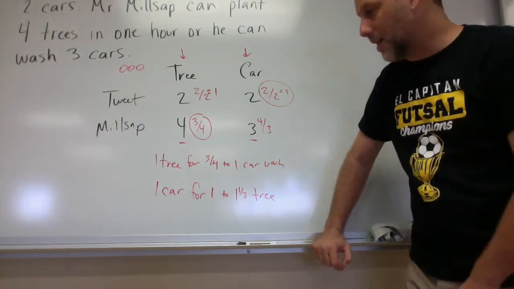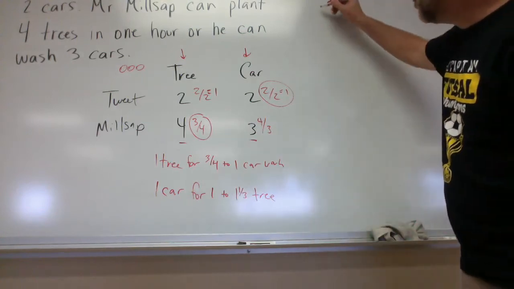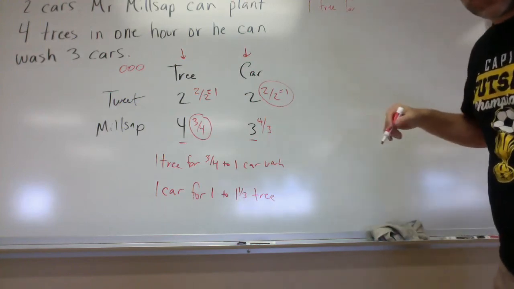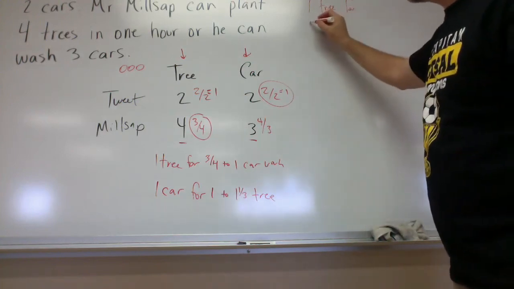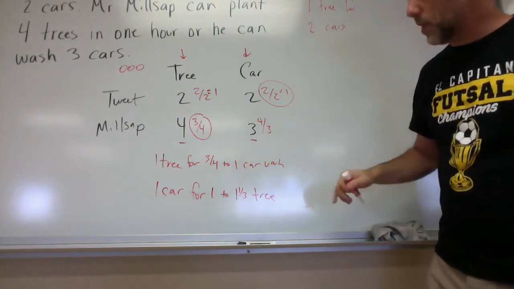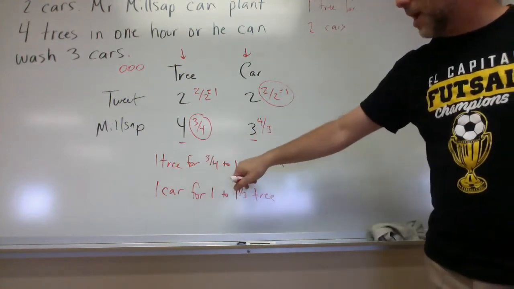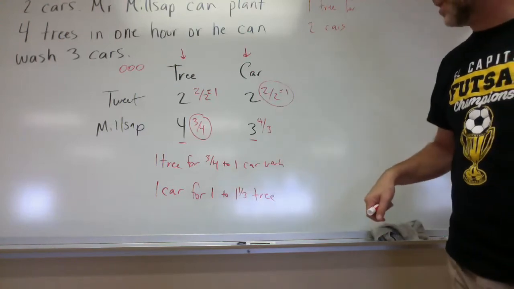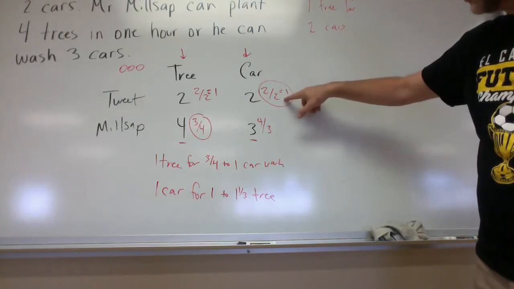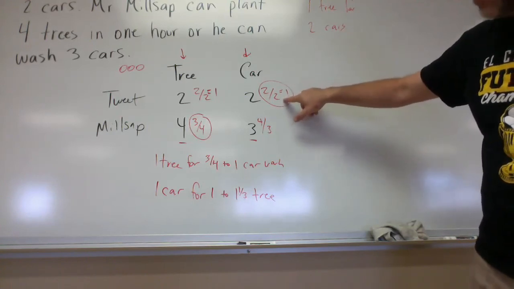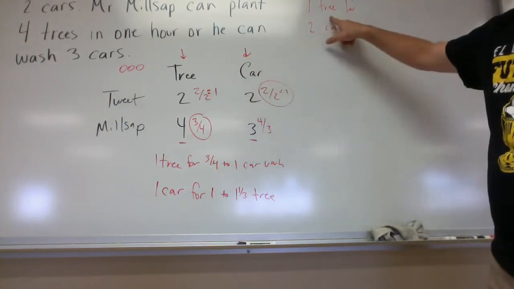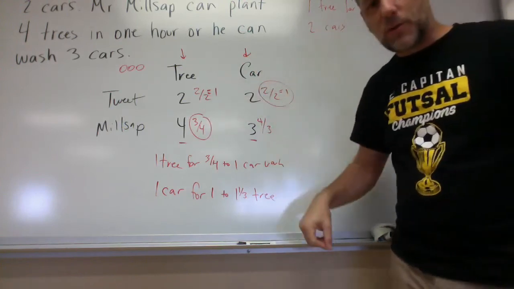So let's say we decide, would we do one tree for, I don't know, 2 cars? Would we do one tree for 2 cars? Well, no, that doesn't fit in this bounds, so let's figure out who's getting screwed by this. Mr. Tweet, if he's washing 2 cars, instead of washing 2 cars, I could just plant 2 trees. But here, I'm only getting 1 tree. So Mr. Tweet would be getting screwed.